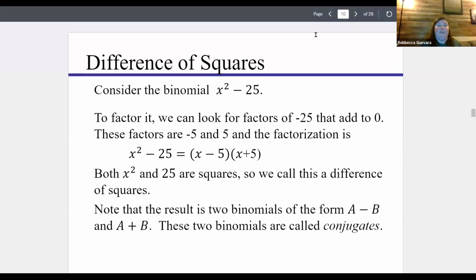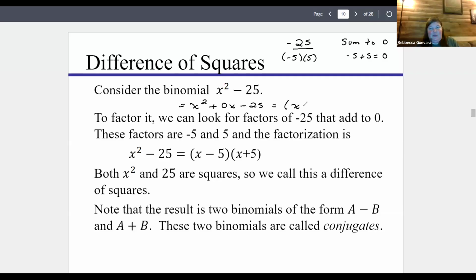So, difference of squares. If we consider the binomial x squared minus 25, to factor we'd have to look for factors of negative 25. And because I don't have anything in the center, you can also think of this as looking like a 0x in the center. We would need those factors to sum to 0, which leaves negative 5 and 5 as my two options. So if I factor this, it would be x minus 5 and x plus 5.